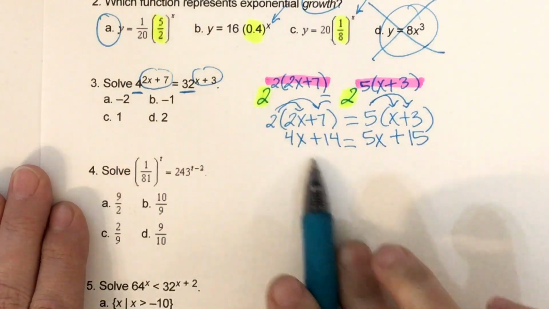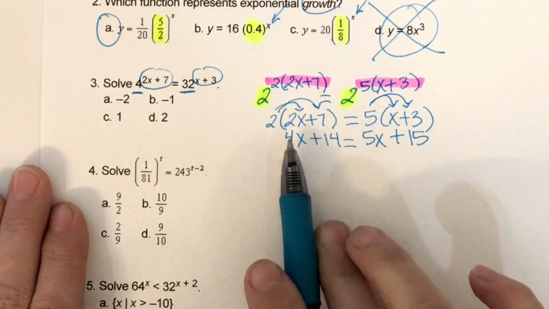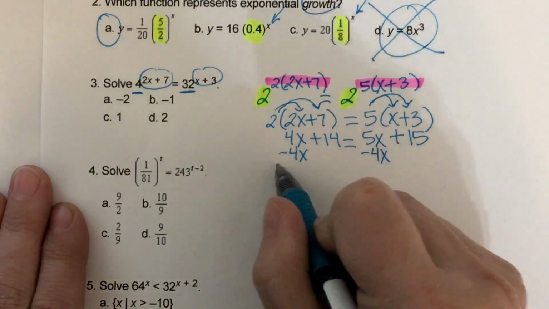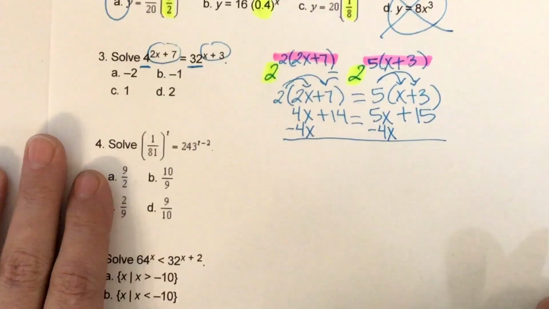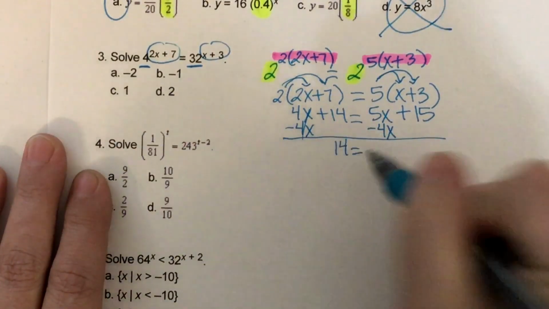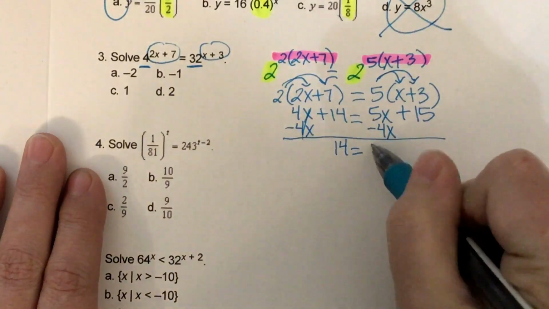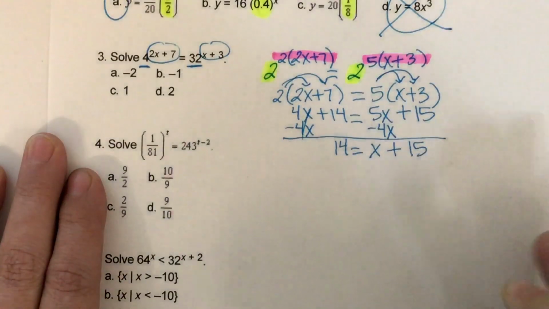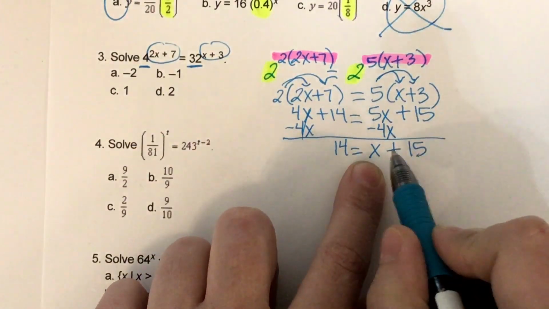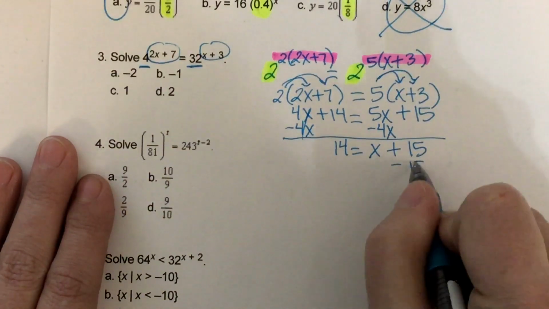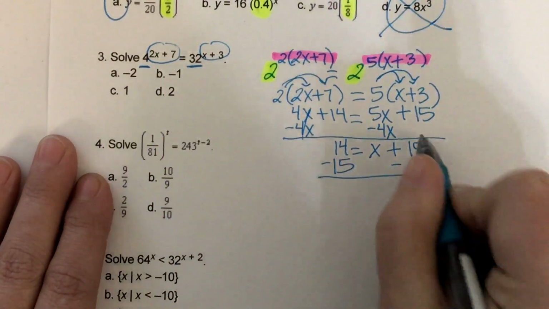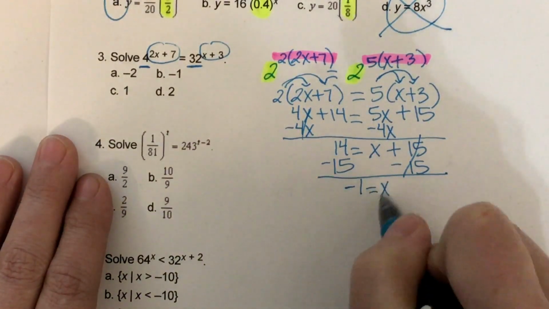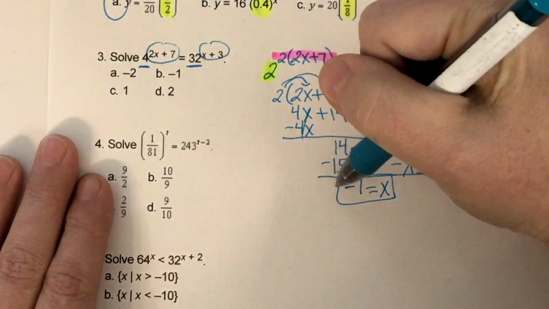I need to get my x's on the same side. It doesn't matter which one you move. I'm just going to move the smaller one. To move a positive 4x, I do the opposite and subtract. And then the 14 would drop. The equals would drop. 5x minus 4x is 1x, or x. And then the plus 15 drops. To get x by itself, I'm going to get rid of the addition of 15, so I'm going to subtract 15 from both sides. And 14 minus 15 is negative 1. And that's my answer to number 3.